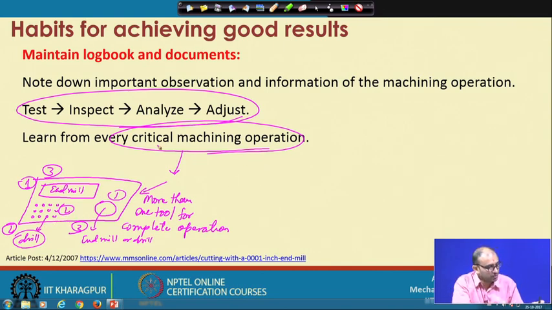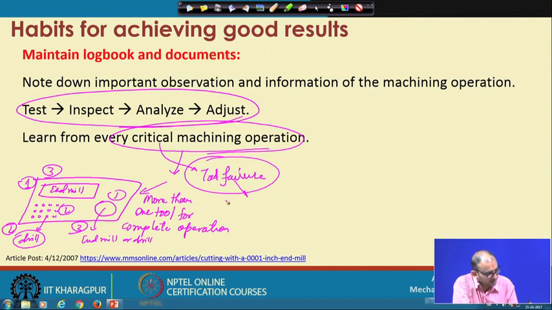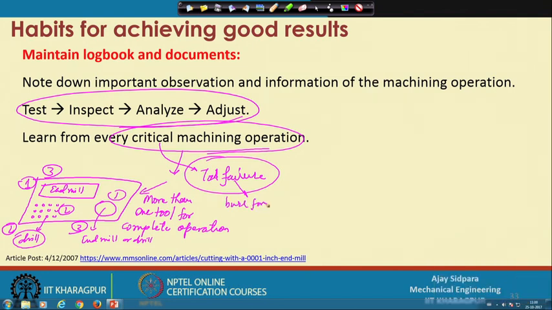So critical operation, that means mostly it is a tool failure. Tool failure is one of those things which is very, very difficult to manage. Then there is the burr formation that we have discussed just now, and these are the things which are detrimental to the component or the tool. So those things are critical. You have to find out how to deal with this type of critical parameter and learn from everything which is happening in micro machining.